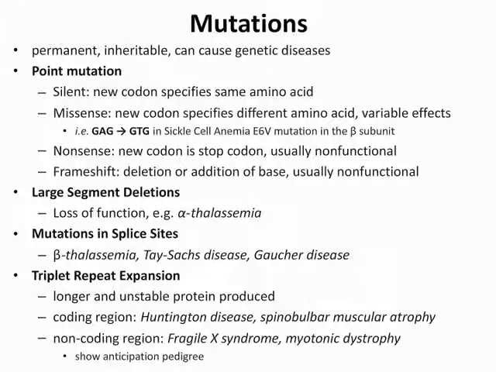Then you have large segment deletions. If you delete a large segment of your amino acid sequence, that could cause loss of function, or for example the disease alpha thalassemia. Mutations in your splice sites can cause beta thalassemia, Tay-Sachs disease, Gaucher's disease, and then triplet repeat expansion is going to lead to Huntington disease, spinal bulbar muscular atrophy, Fragile X syndrome, myotonic dystrophy. So pay attention to which diseases are going to be caused by the different types of mutations. Especially for the triplet repeat expansion, pay attention to which ones are for the coding region and which ones are for the non-coding region.